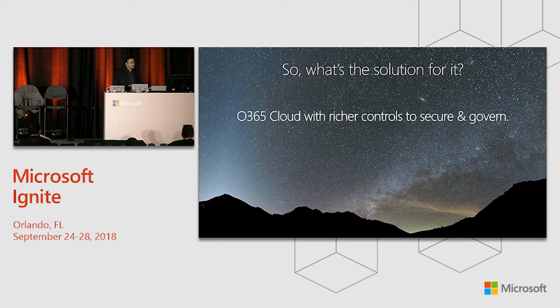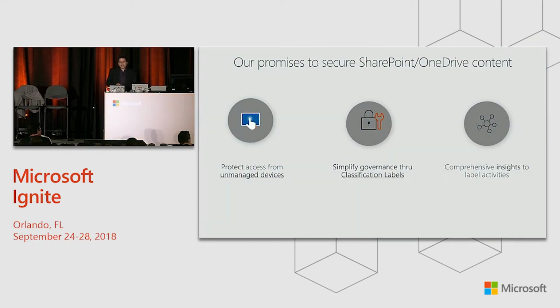Now let me walk you through the key promises around securing SharePoint and OneDrive content. There are three main pillars that I want to focus on. Throughout this session, I will talk about each pillar in detail. The first one is protecting access from unmanaged devices. This addresses the device explosion that I talked about in my first slide. The second one is simplifying governance through classification labels. This addresses the explosion of digital data that we are seeing, and how you govern it easily and in a seamless fashion.